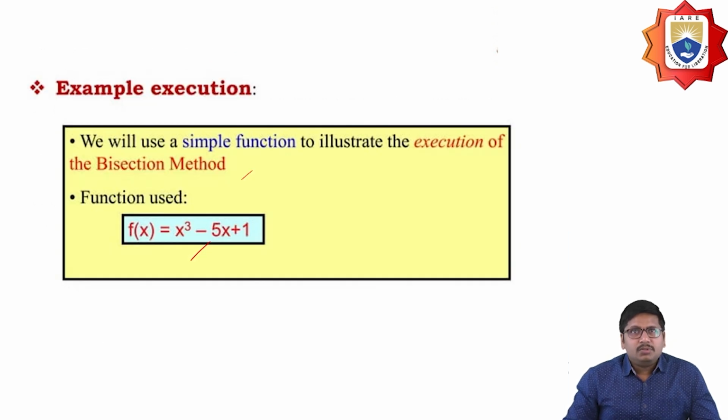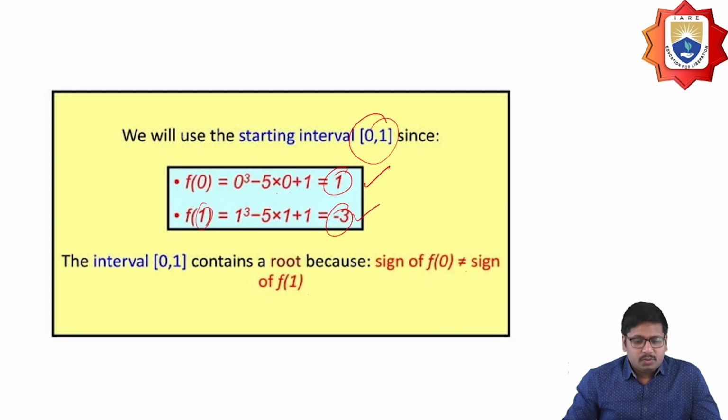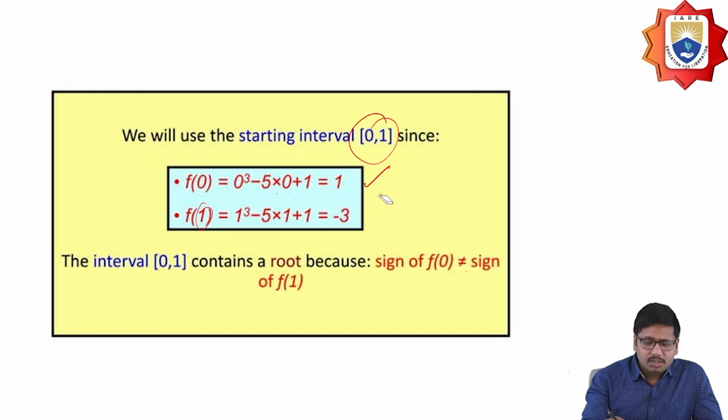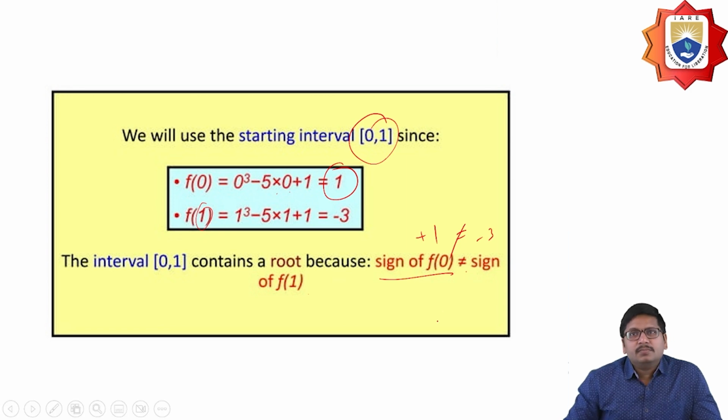For example, we have a simple function like this, f of x is equal to x squared minus 5x plus 1. Here I take the interval 0 and 1. After substituting 0 and 1 in this equation, I get these values, but the signs are different. The sign of f of 0 is plus 1, which is not equal to f of 1, which is minus 3, and I am going to consider it.